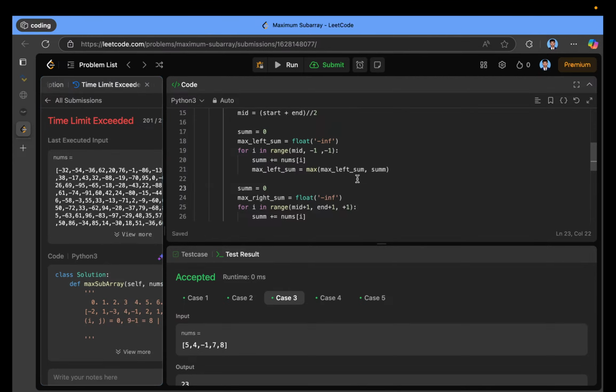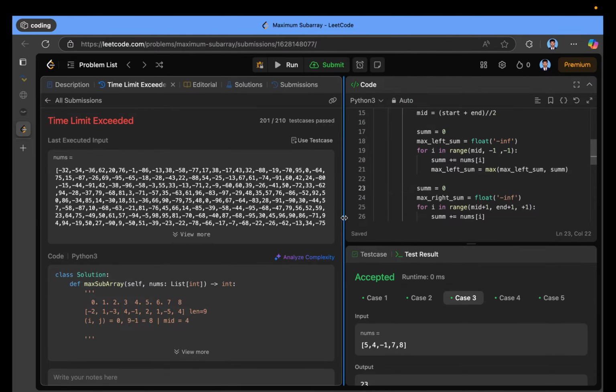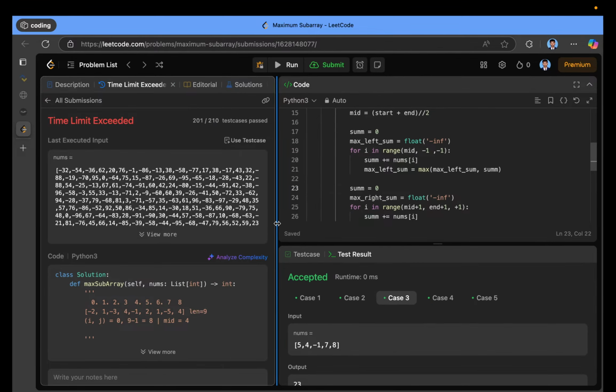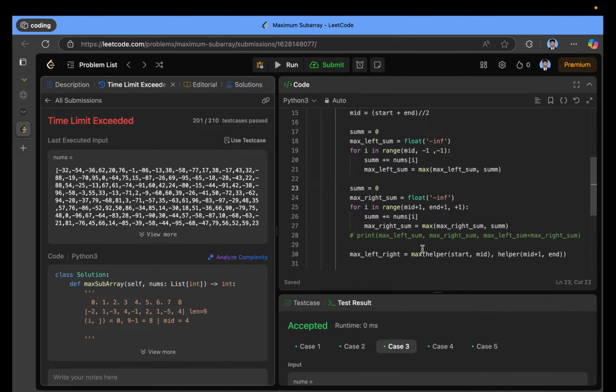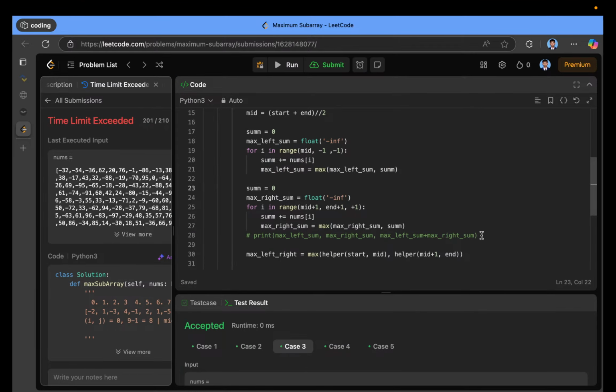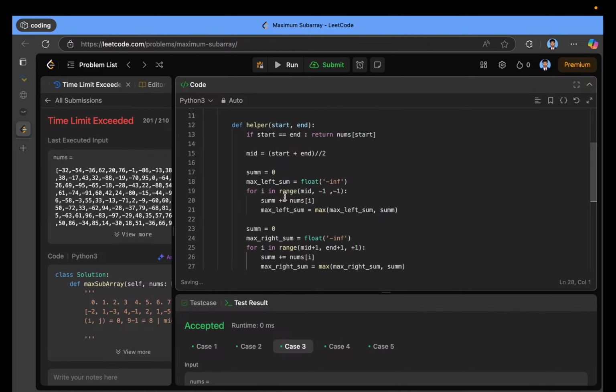TLE? Why TLE? Oh, okay. I think this is because of Python. Because Python is very bad in recursive solutions. If I write the same solution in C++ or Java, it will run. But in Python, it will not run. I know. If I just convert this solution in any other language, it will work.